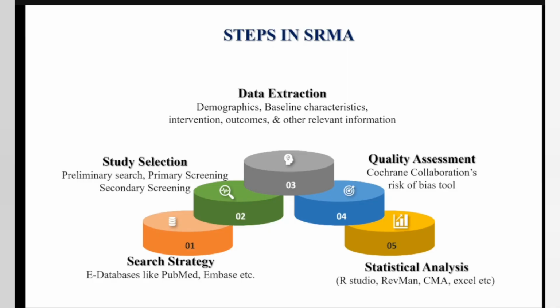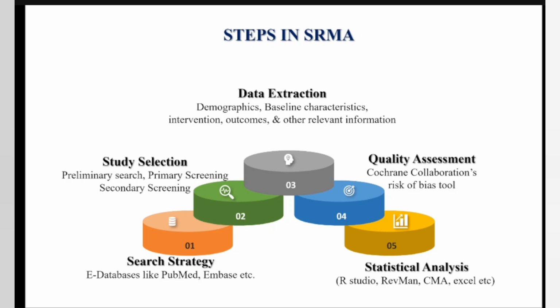So the first thing we need to do in a systematic review meta-analysis is to register the protocol. First and foremost thing we need to do. Then second, we need to define the PICO format. We will study the PICO format in the upcoming slides. PICO format is required for making the search strategy.